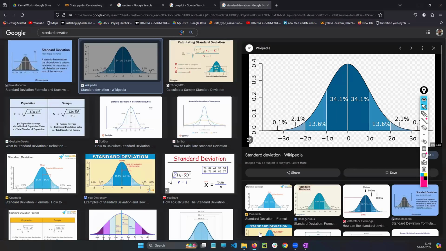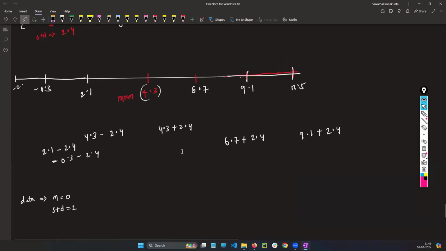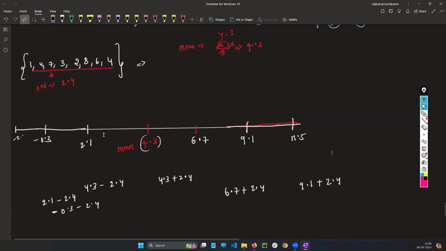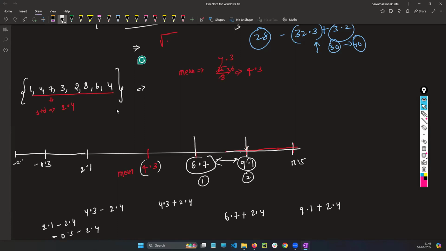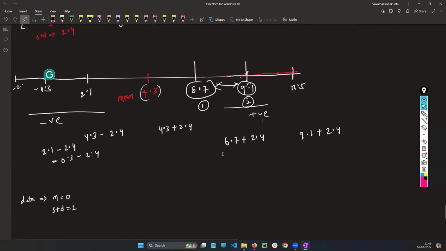Yes, sir. See, in this data, the mean is 0 and standard deviation is 1, so it comes like this. But in your data, the mean is 4.3 and standard deviation is 2.4, so those values will come. What is the use, sir? If anybody asks where the value 8 is, it is present between the first positive standard deviation and the second positive standard deviation. In this box, the value 8 is there. This is the negative side, this is the positive side. Understood? That is how the standard deviations are calculated on the plane.